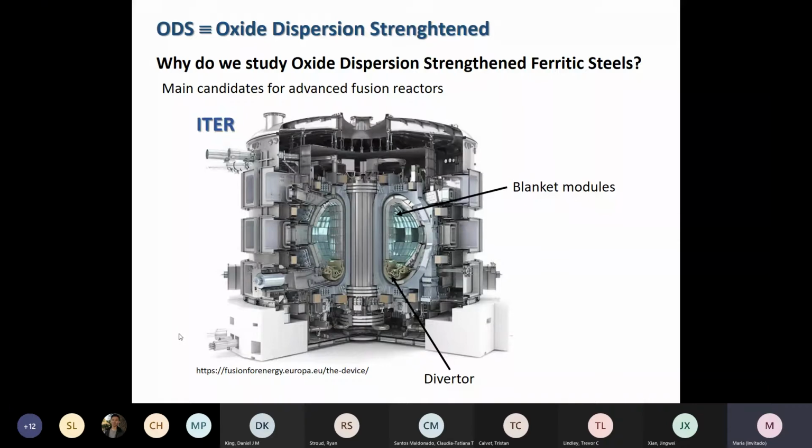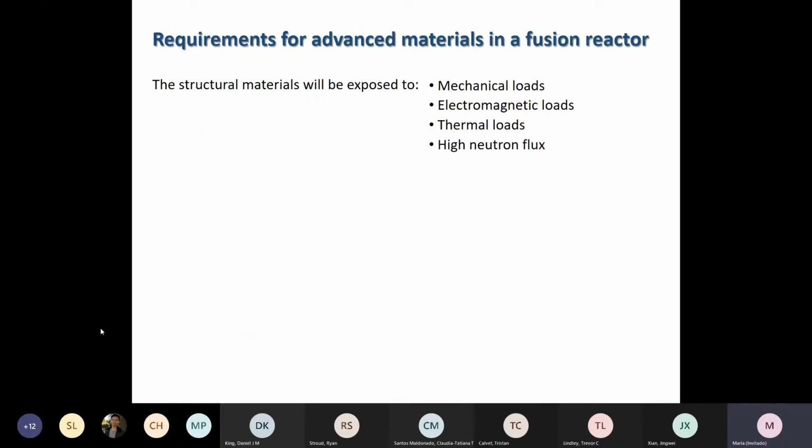This is an image of ITER that you probably know or are familiar with. And you see here, I am pointing at the blanket modules and the divertor. So due to the location that they are aimed to be inside the reactor, they will have to work under extreme operation conditions of both high temperature, irradiation, and a set of harsh conditions. And well, not only this. Let's see what are the requirements that we are claiming for advanced materials to be used in a fusion reactor.